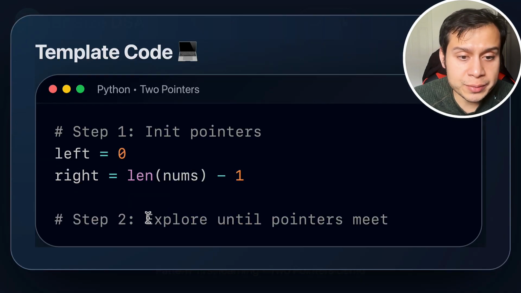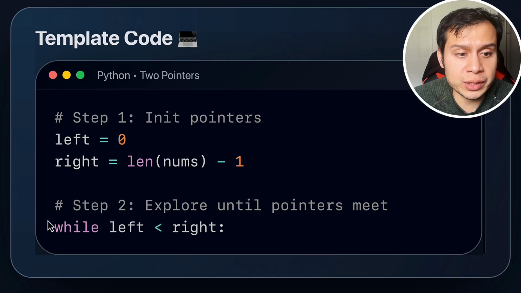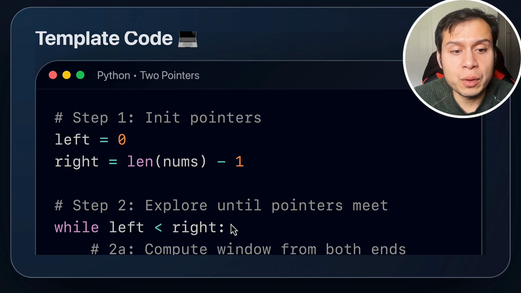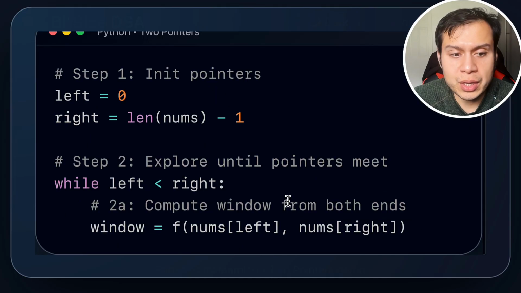And then step 2 is we explore until pointers meet. So the left pointer will meet the right pointer at some point. We do that using the while loop. So left pointer less than right pointer. While that's true, we are going to compute some sort of window from both ends. So this window value, this is the condition, will depend on the 2 ends of this array.